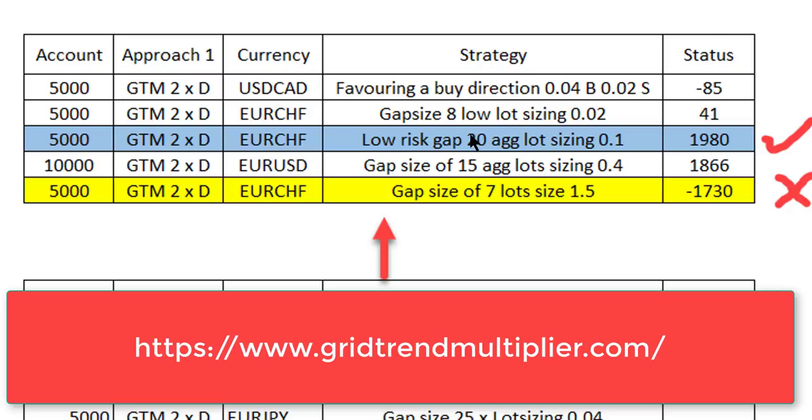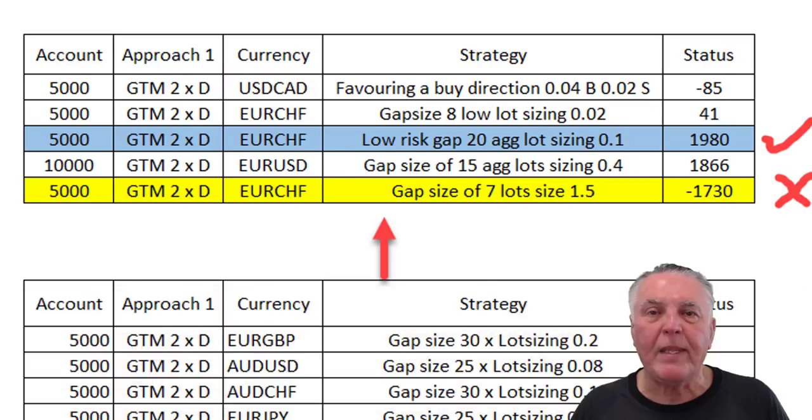The more volatile the currency, the bigger gap size you need and a reasonable lot size. The less volatile the currency, the smaller the gap size, and you can then go with bigger lot sizes.